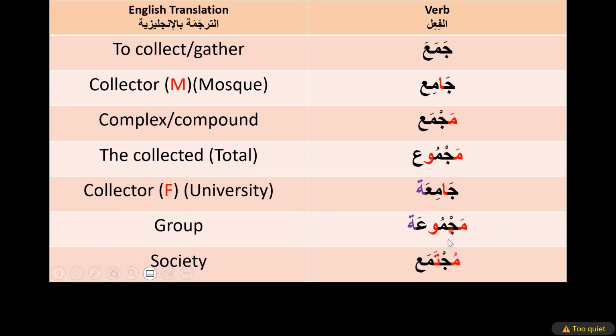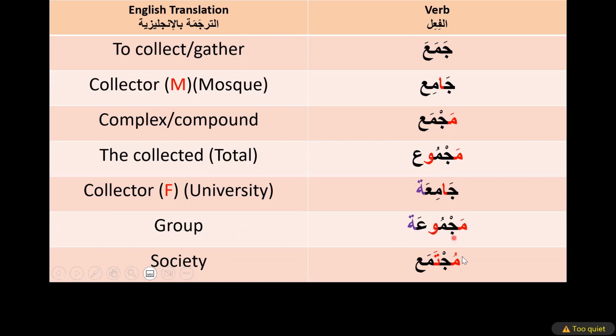Majmu'a. I still have my three-letter root: jim, mim, ain. This is my jim, my mim, and ain, three. In black is this one. So the additions that I made are highlighted either in red or in purple. The purple is only to indicate the noun is feminine.